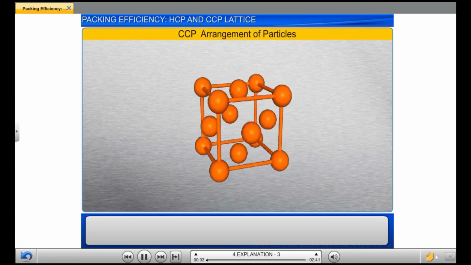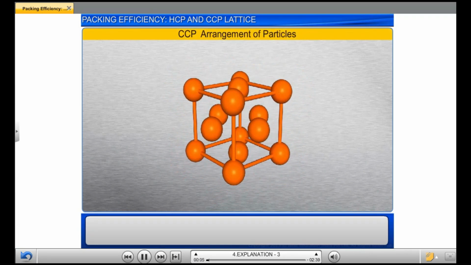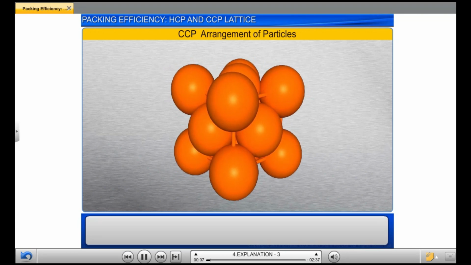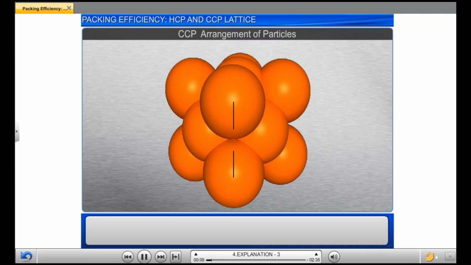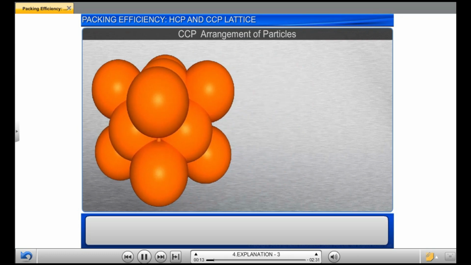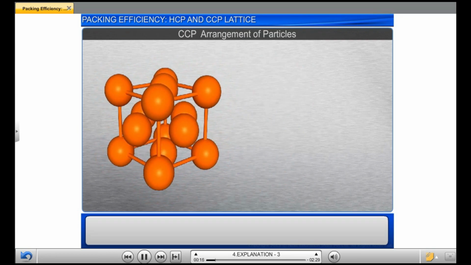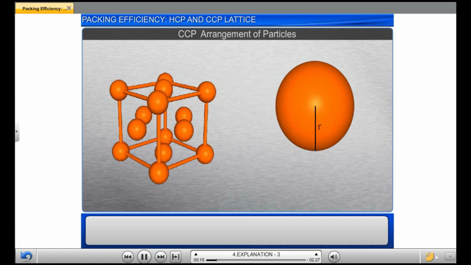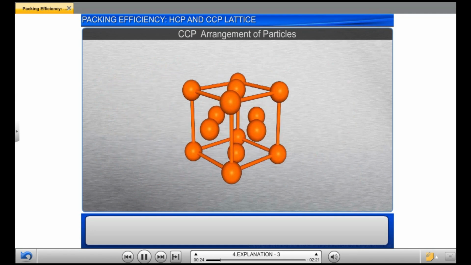Let's study cubic close packing now. Let the edge length of a unit cell be A is equal to 2r, and the radius of each sphere be r. In this arrangement, each unit cell has 8 spheres at the 8 corners and 6 spheres at the 6 face centers.